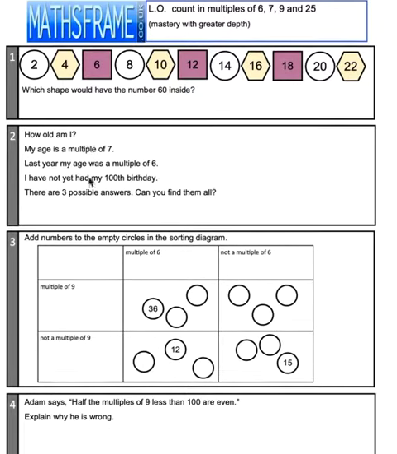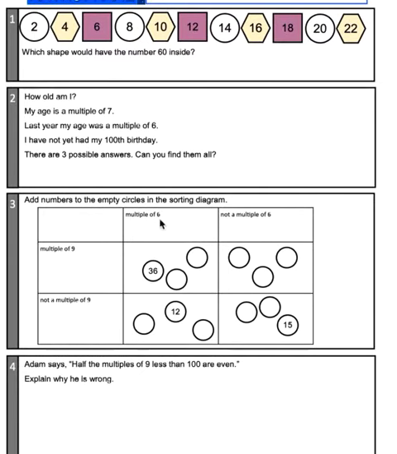A worded problem. A problem here talking about multiples. Remember, if it's a multiple of 6, it's in the 6 times tables. If it's a multiple of 9, it's in the 9 times tables. So this box here is things that are multiples of 9 and multiples of 6. So they're in the 6 times tables and the 9 times tables.